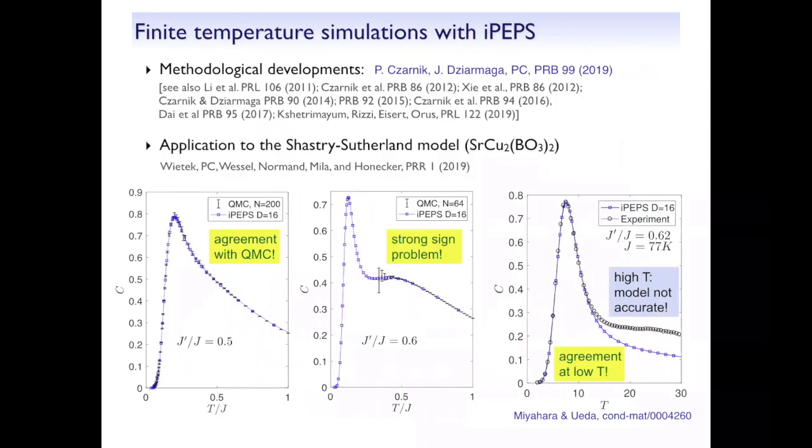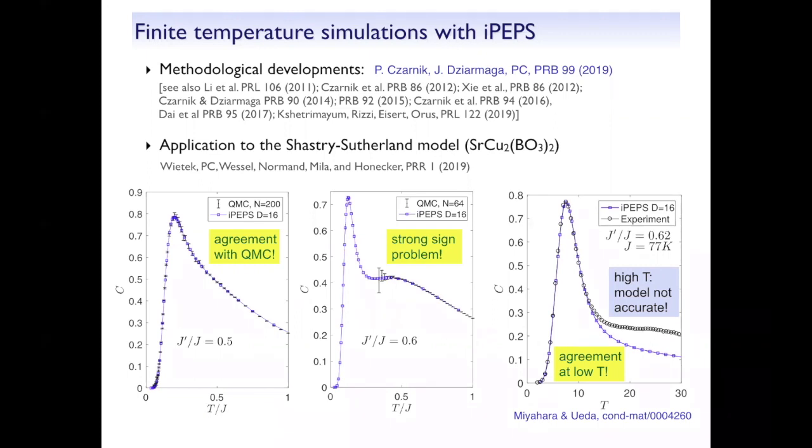Okay, now let me very briefly mention also some other recent progress. There have been some new methodological developments over the last few years for doing finite temperature simulations with iPEPS. And we recently applied these ideas also to the Shastry-Sutherland model. Here I just flash a few results for the specific heat. For J prime over J equals 0.5, the sign problem in quantum Monte Carlo is weak, so we can directly compare. And here you see we obtain a nice agreement with quantum Monte Carlo.